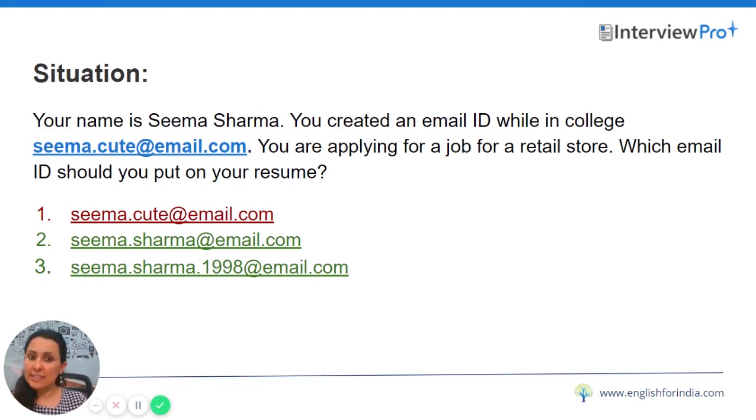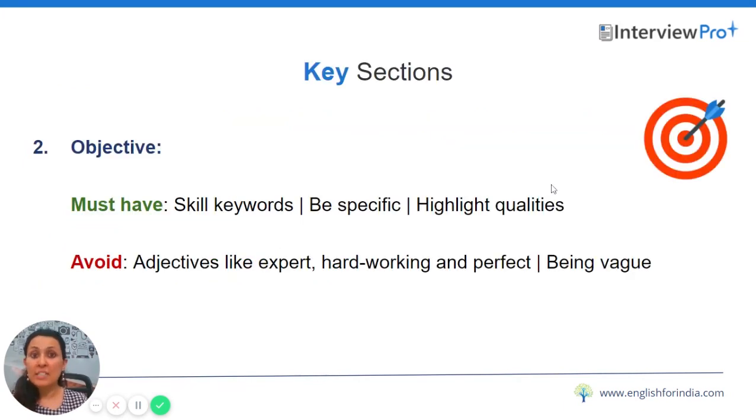Let's look at the second key field, your summary. Your objective and summary should be extremely specific. It should highlight your qualities. Avoid using adjectives like perfect, hardworking, outstanding, reputed, professional.